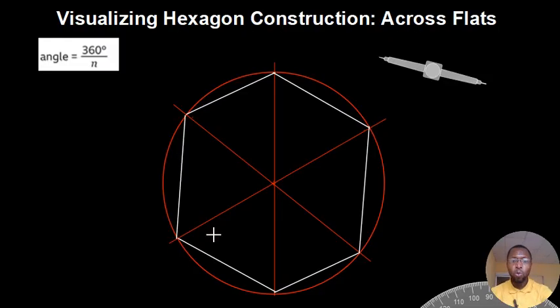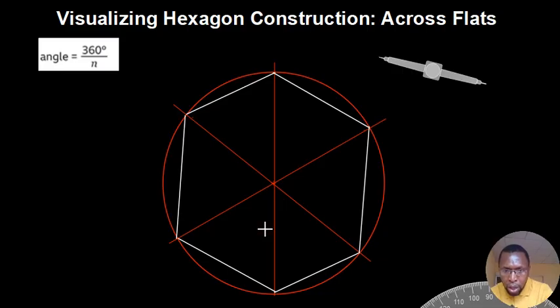That's six. So now this method is called the across flat method because the distance between the two parallel lines is just the diameter of the circle. All right. So this method is called the across flat method. So this is hexagon 1, 2, 3, 4, 5, 6. Very, very straightforward.